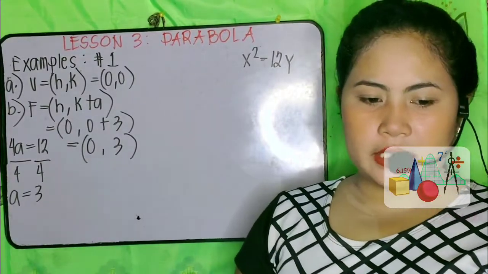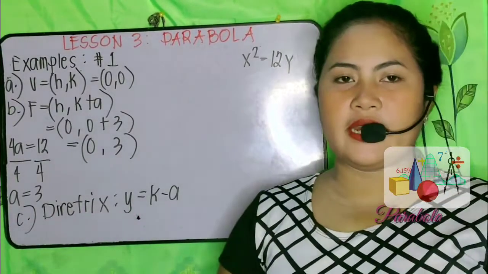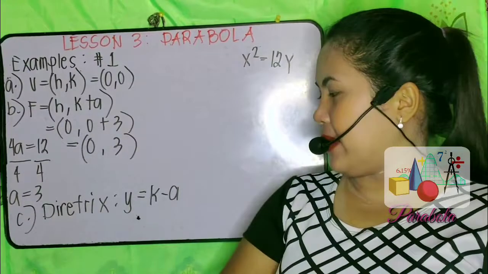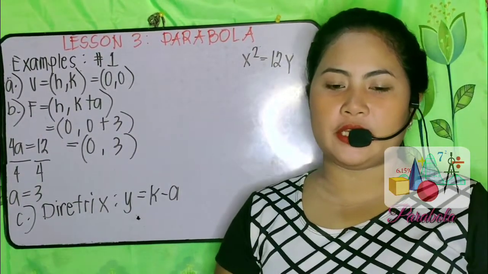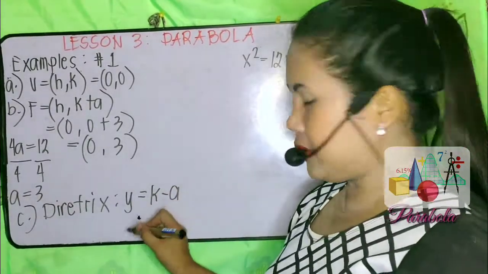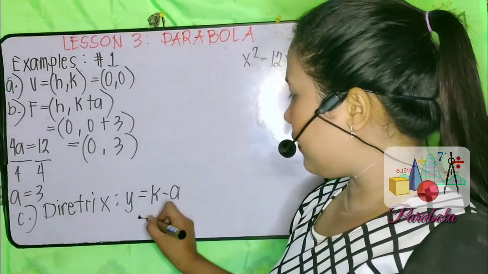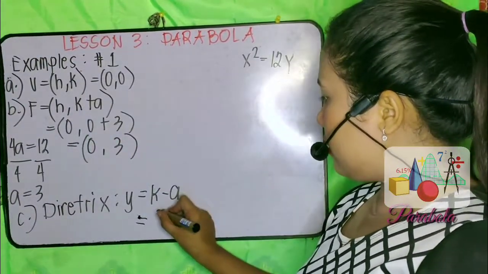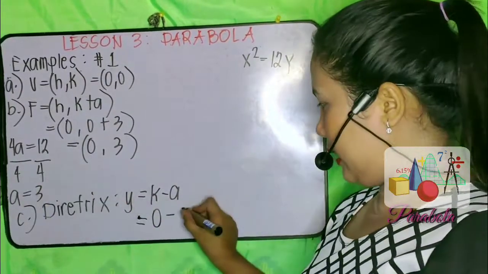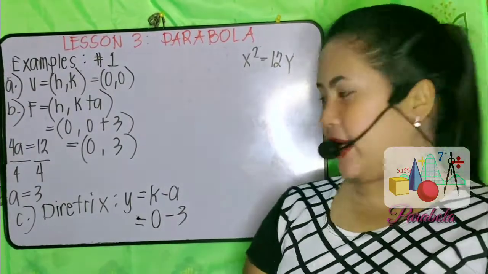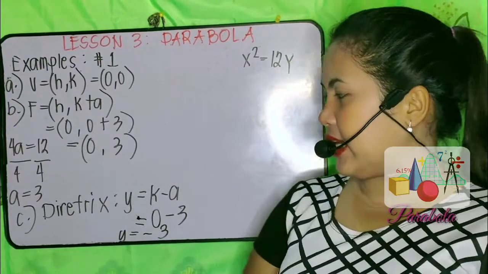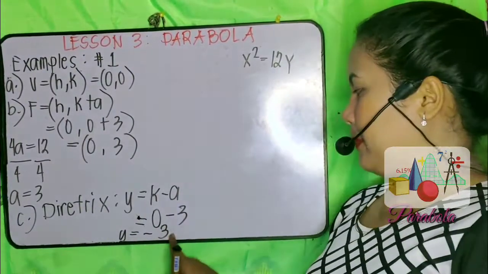So, now, hanapin na natin yung directrix. Okay, so for our directrix, our formula is y equals k minus a. Okay po, so yun yung formula natin if the parabola opens upward. Okay, so now, substitute na natin siya. So since our value for k is 0, then minus, our value for a is 3. Then simplify, 0 minus 3. We have negative 3. So, our final answer for directrix is y equals negative 3.